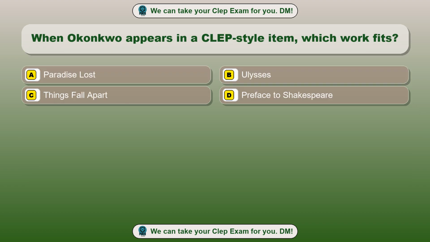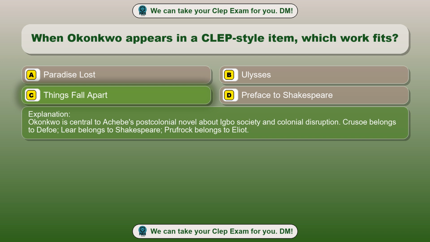Question 38. When Okonkwo appears in a CLEP-style item, which work fits? Option A. Paradise Lost. Option B. Ulysses. Option C. Things Fall Apart. Option D. Preface to Shakespeare. The correct answer is option C. Things Fall Apart. Okonkwo is central to Achebe's post-colonial novel about Igbo society and colonial disruption. Crusoe belongs to Defoe, Lear belongs to Shakespeare, Prufrock belongs to Eliot.